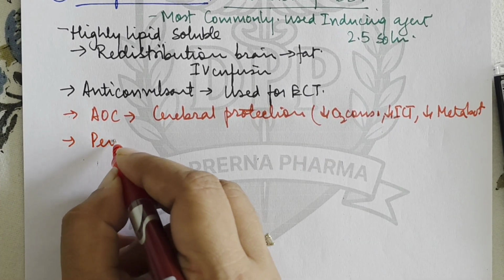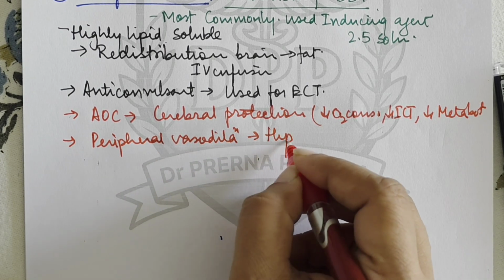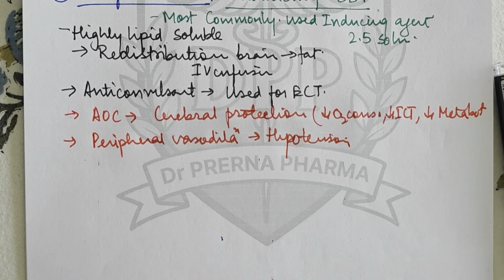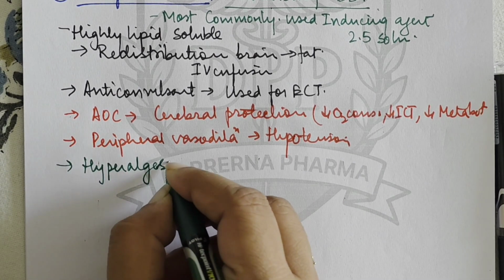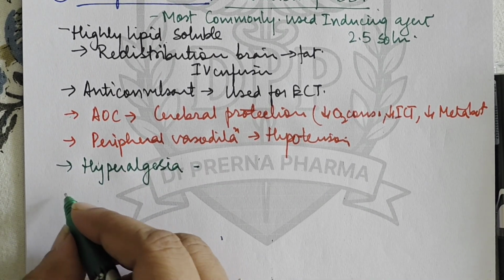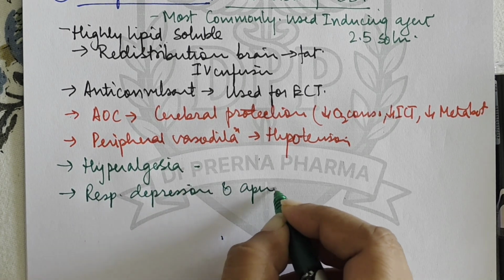Then it causes peripheral vasodilatation, so it can result in hypotension. Okay. Then it produces hyperalgesia. Instead of producing analgesia, it produces hyperalgesia. Then respiratory depression and apnea can be seen with this.